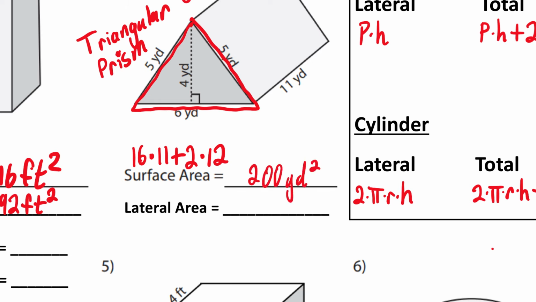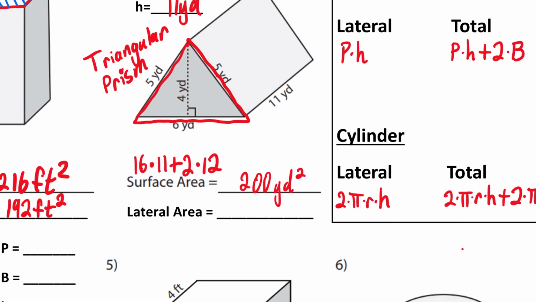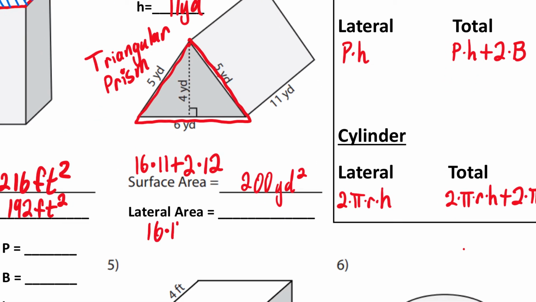Okay, 200. And then for lateral surface area, it's just P times H, right? P times H for the lateral, so I'm just going to go 16 times 11. And what is that? 176.